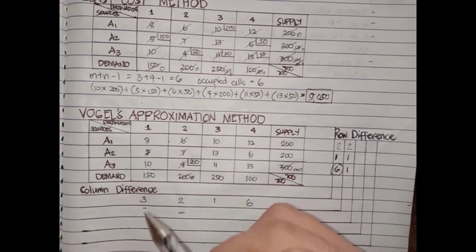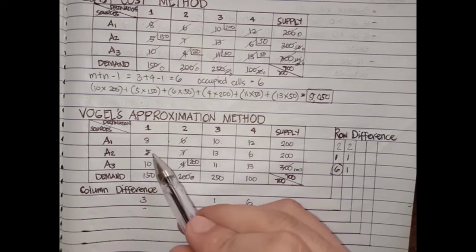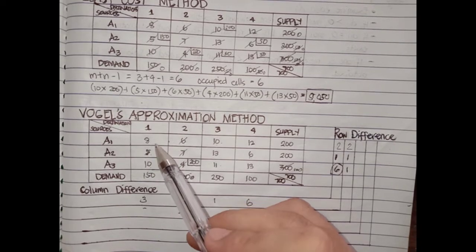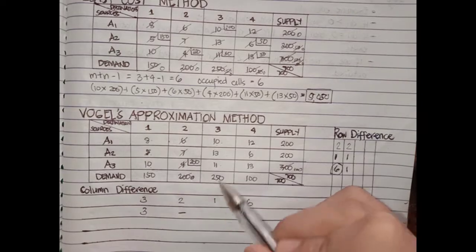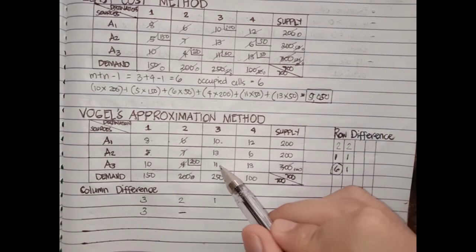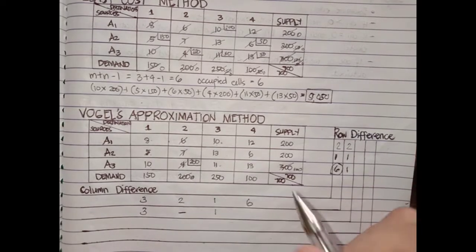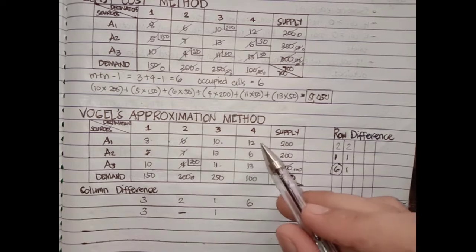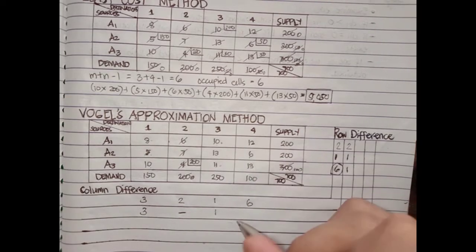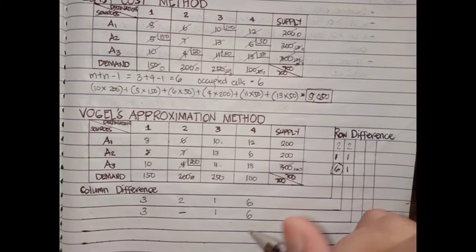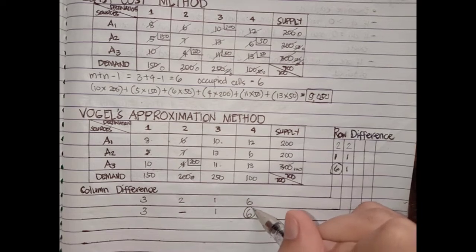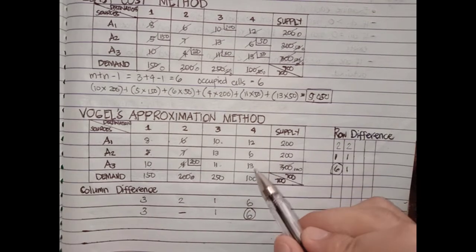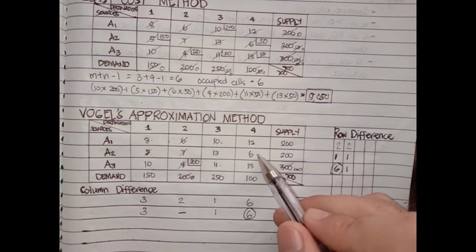In this column, we have 5 as the smallest, followed by 8. So the difference between 8 and 5 is still 3. And this is 10 and 11, so the difference is 1. Here, 6, next is 12, so the difference is still 6. Now, since the largest value is in this column, we will circle 6, and we will find the smallest value here. It's 6.